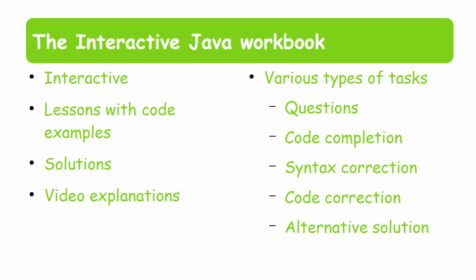You have lots of tasks here, and you have also some lessons. The workbook is interactive, meaning that once you try to solve the task, you can get immediate feedback if the task is correct or not. You can also see the solution, a side-by-side comparison of your code with the code provided as a solution. You also have lessons with code examples where you can see some of the major concepts and how they are implemented in Java. And you have video explanations of the more complex tasks, a step-by-step guide on how to solve some of the tasks given in the workbook.